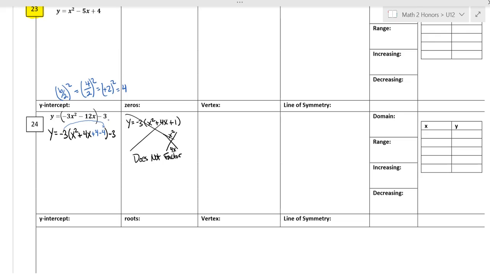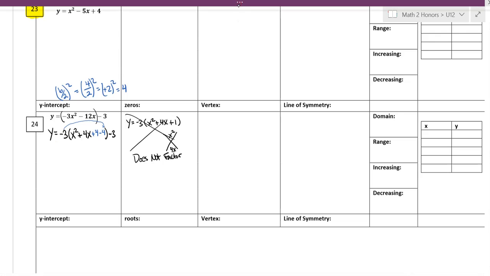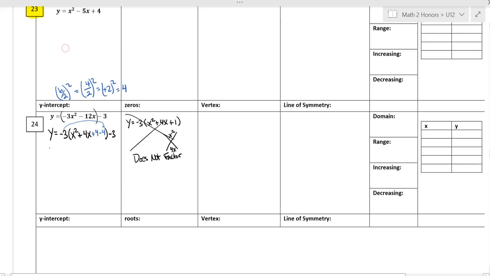So I'm going to rewrite this now. Y equals negative 3 times x squared plus 4x plus 4 plus 12 minus 3. And I'm going to bring you back to the last problem we did.